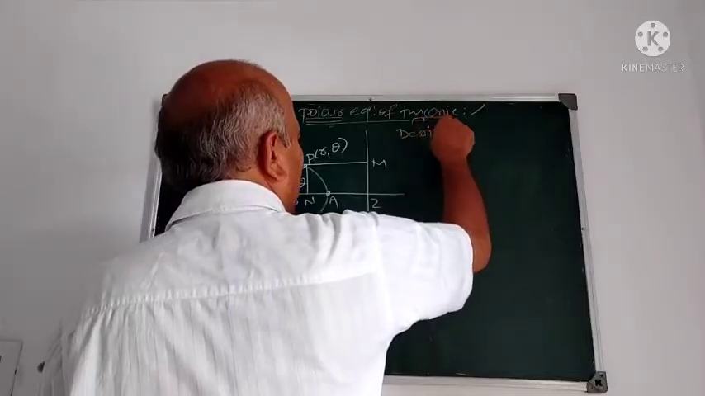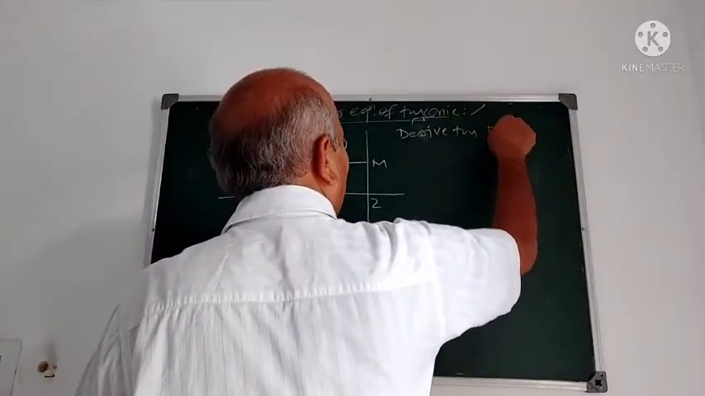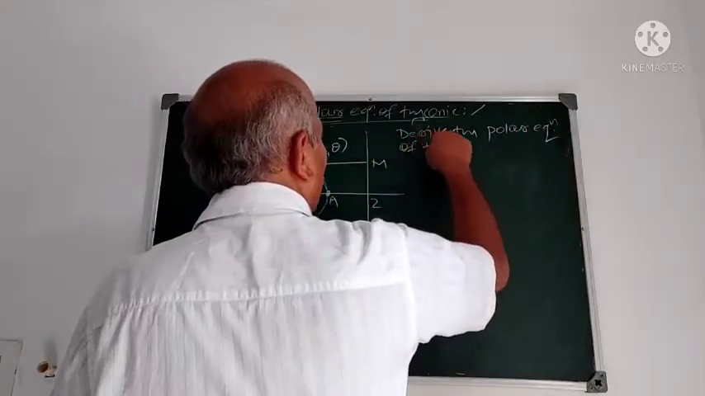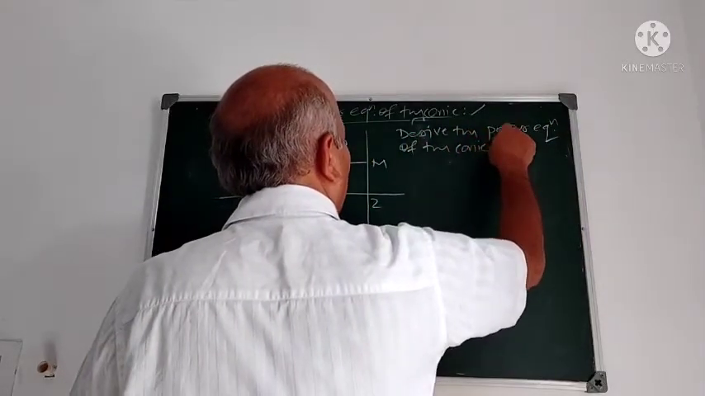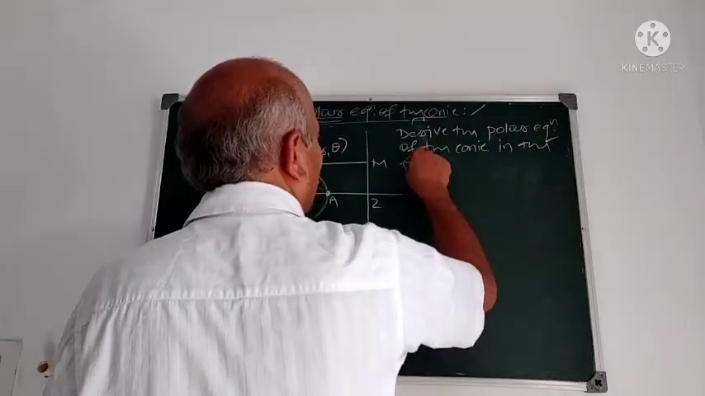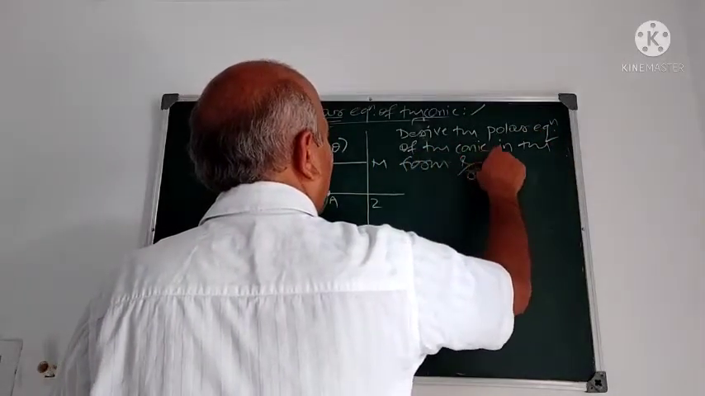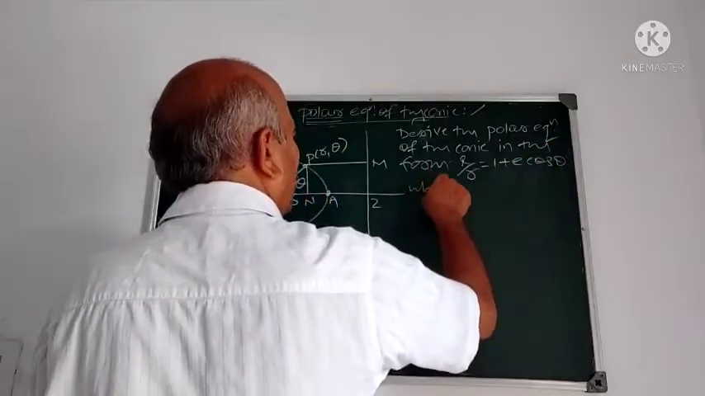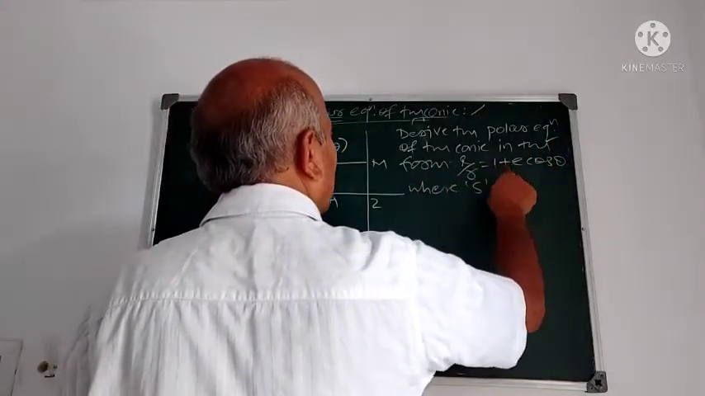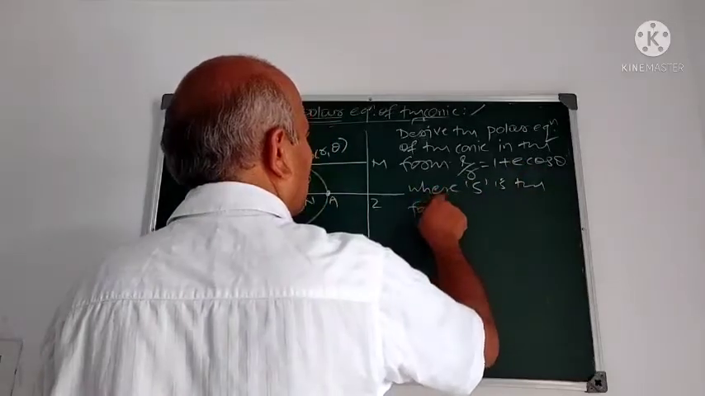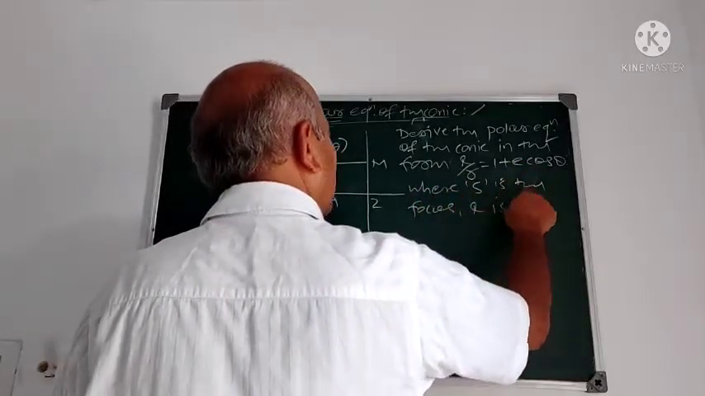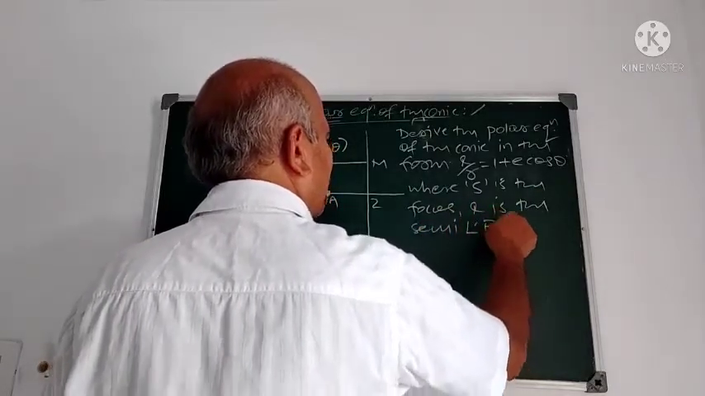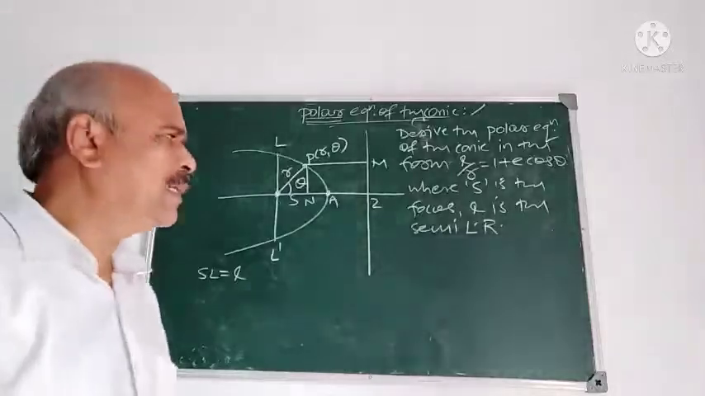Question: derive the polar equation of the conic in the form L by R is 1 plus E cos theta, where S is the focus and L is the semi-latus rectum.